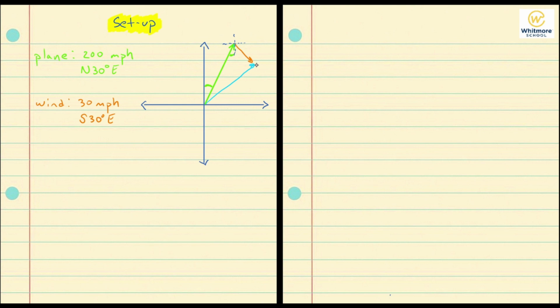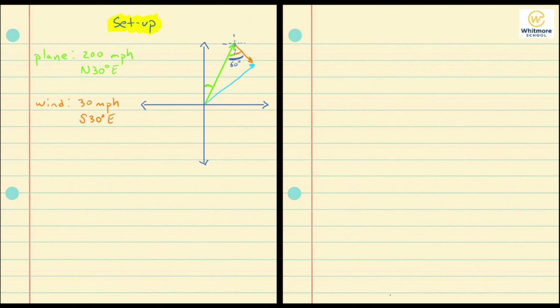Now I already know that the angle here is 30 degrees, and so what that tells me is that this angle, the total angle there, has to be 60 degrees. Okay, well that's one piece of information. Let's go ahead and add in a little bit more.